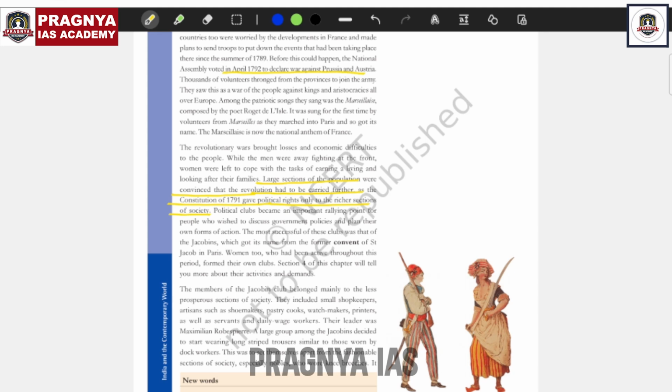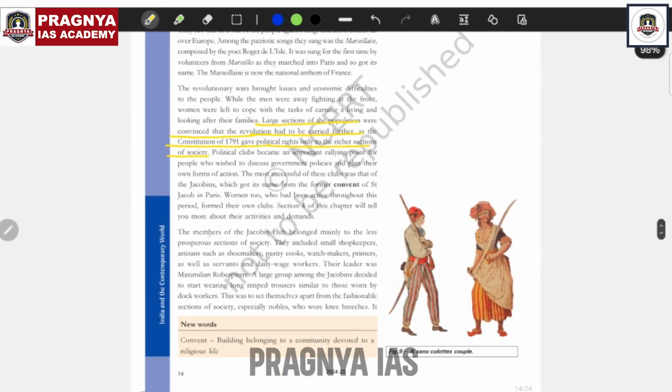The most successful of these clubs was that of the Jacobins, which got its name from the former convent of Saint Jacob in Paris. Here it is important. The members of the Jacobin Club belonged mainly to the less prosperous sections of the society. They included shopkeepers, artisans, and shoemakers.